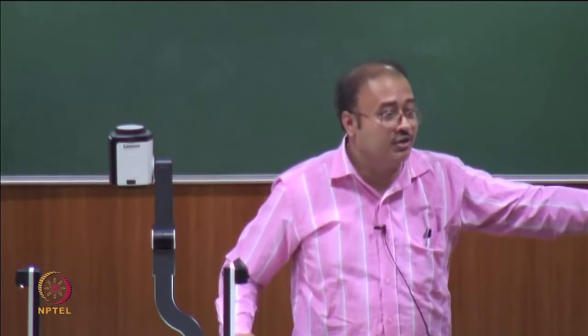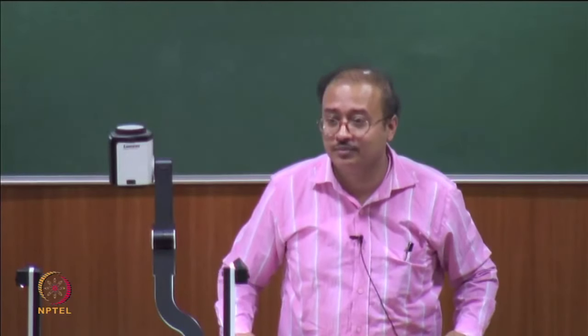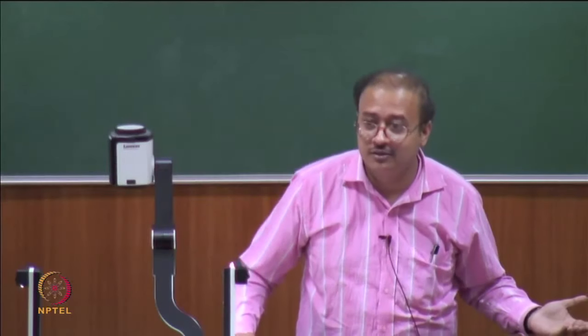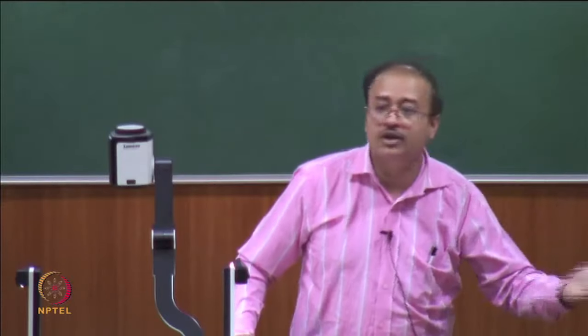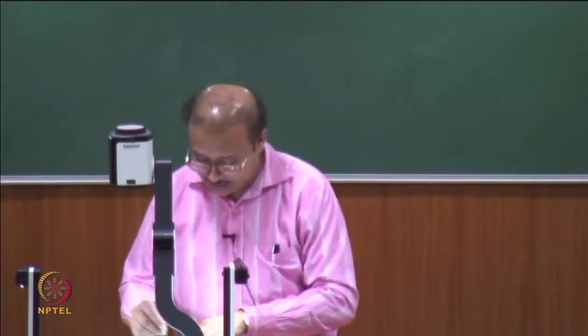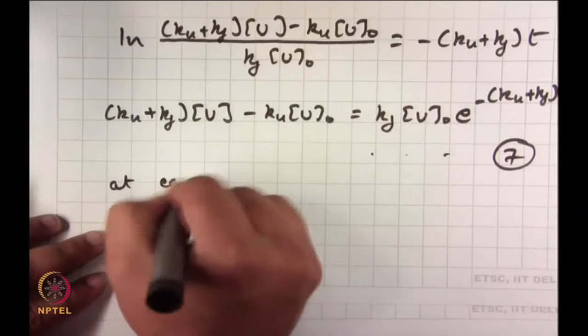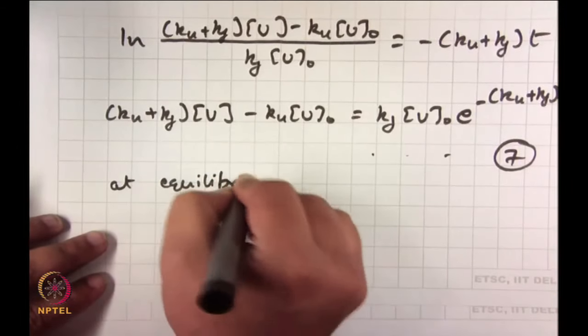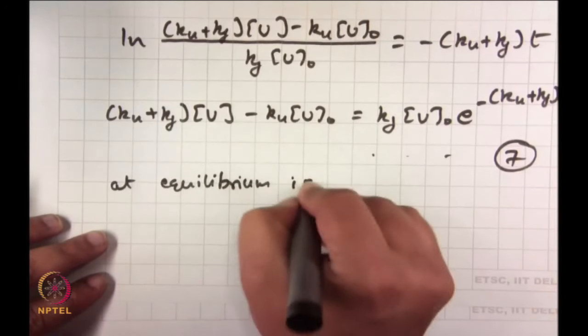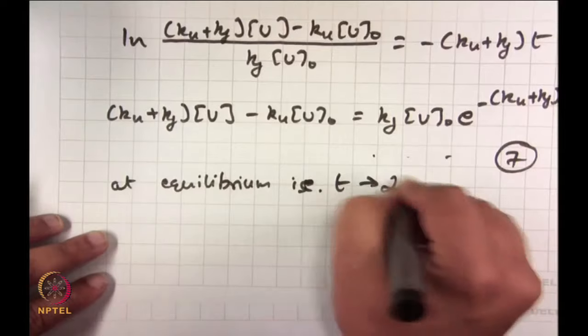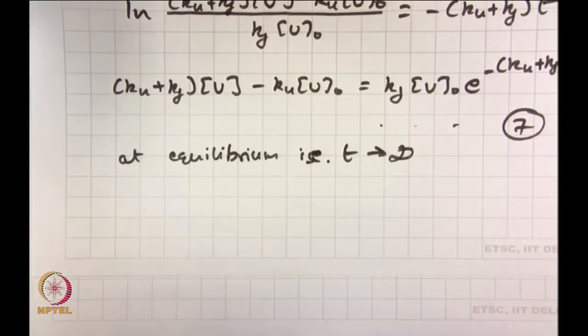If the initial part is 0, then what is my t at equilibrium? Can I take it to be infinity? Because what is equilibrium? Equilibrium means I have given it enough time for it to equilibrate, right. So, that means at equilibrium, that is t tends to infinity, what happens to equation number 7? What happens to equation number 7 to the right side? What does it go to? It goes to 0, right.